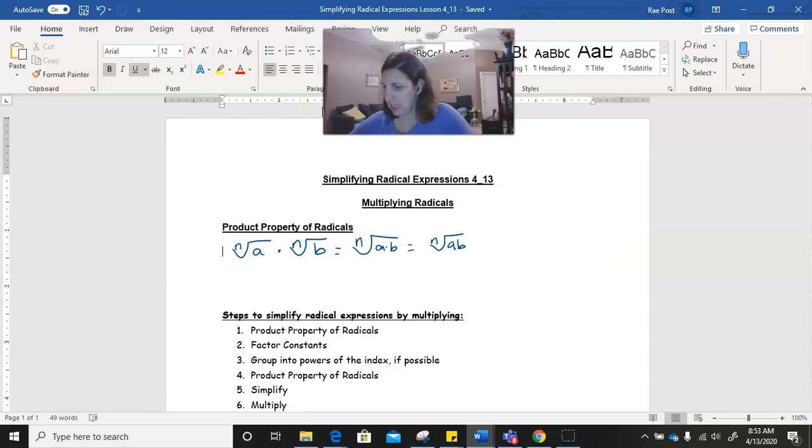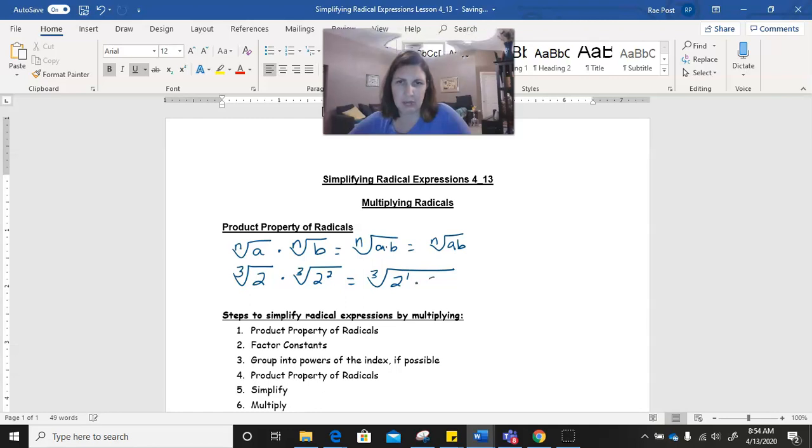All right, so let's say you have a cube root of, let's say 2, and you have a cube root of, let's say 2 squared, which is 4, and you want to multiply those. You can. They have the same index. So you can take the first one, which is really like 2 to the first power, right? 2 is the same as 2 to the first power. And you can multiply that times 2 squared. And when you do that, you get a cube root of 2 cubed.